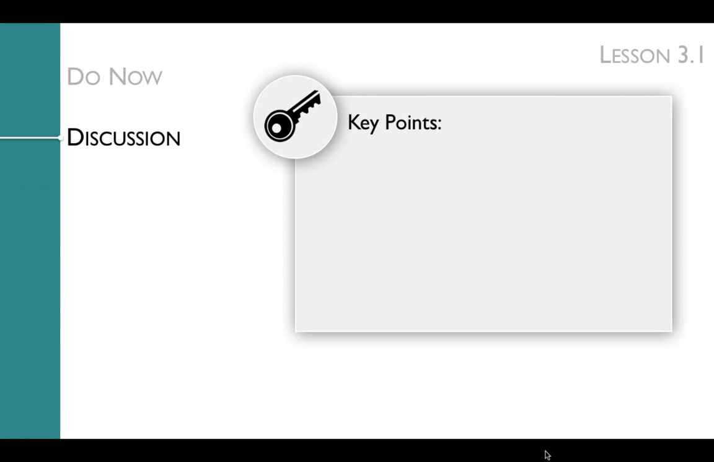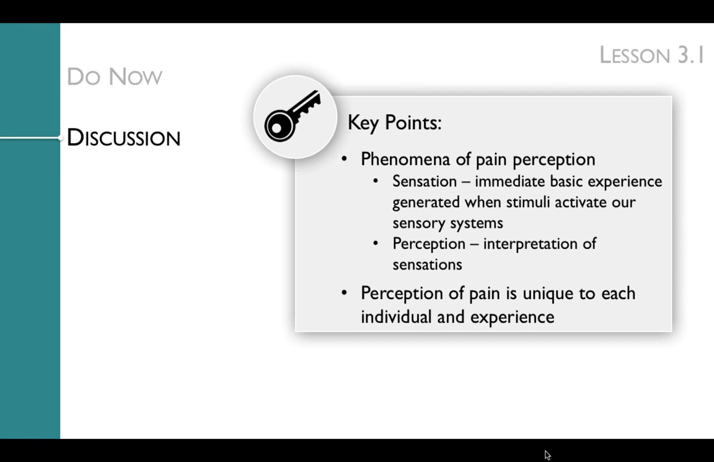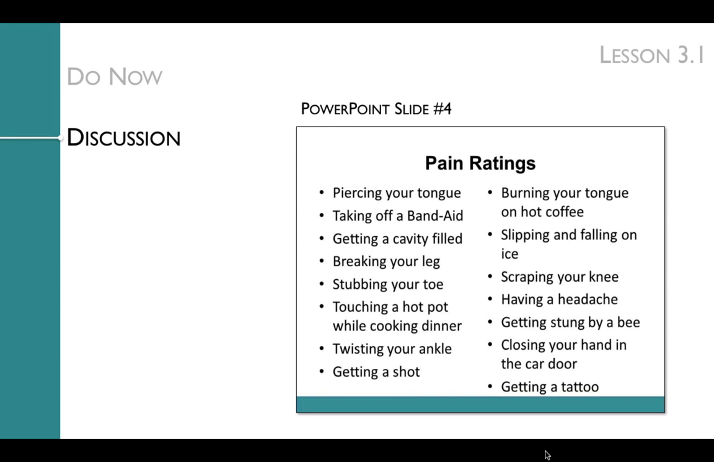The key points of the lesson discussion are first to introduce the phenomenon of pain perception, which includes a review of sensation, which is the immediate basic experience generated when stimuli activate our sensory systems, and perception, which is the interpretation of those sensations. And second, to focus on the fact that perception of pain is unique to each individual and experience. We'll get to these key points with a discussion of the pain ratings that students completed in the Do Now. You'll use slide 4 to discuss the students' pain ratings from the Do Now.